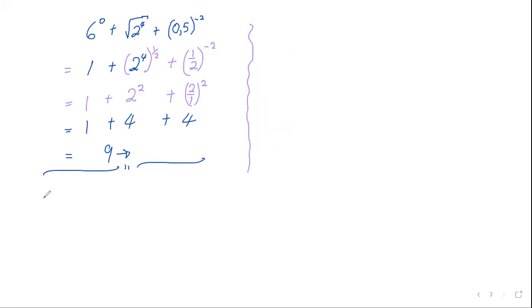What you have here is 16 exponent a quarter plus 32 minus 2/5 to the power half.